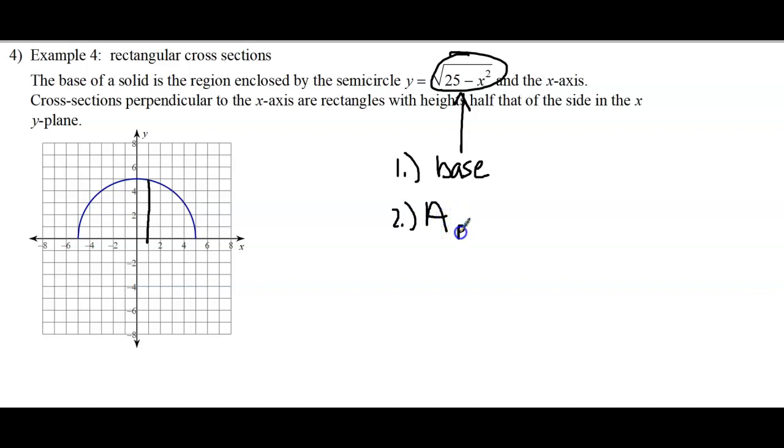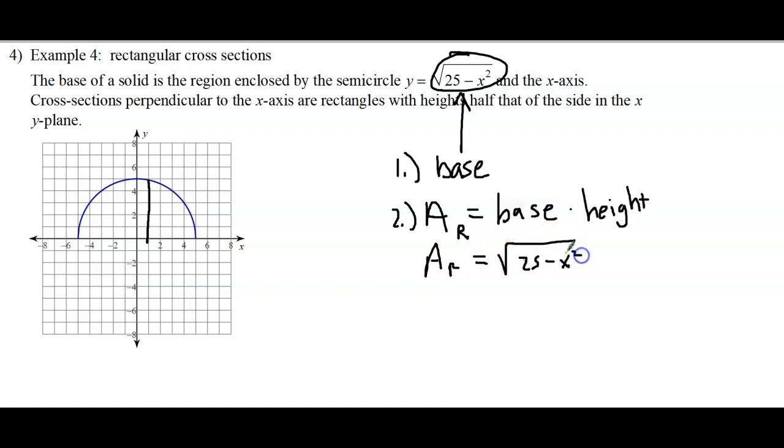Now, the area of a rectangle, though, is base times height, right? Unlike a square, the base and the height are not the same. So let's go ahead and take a look at this a little bit more closely. I know what my base is. My base is the square root of 25 minus x squared. That's the base of my shape.